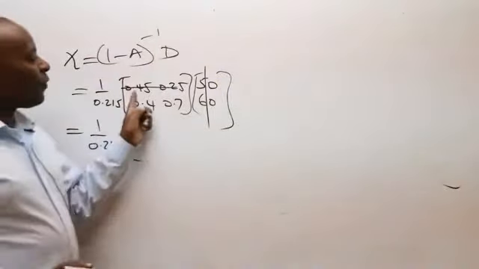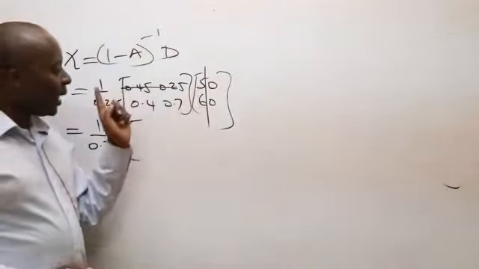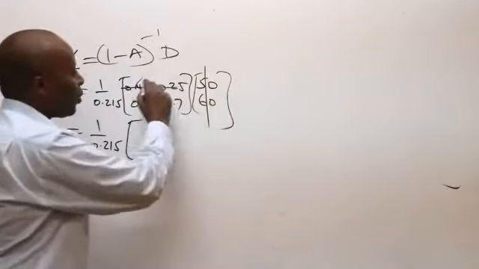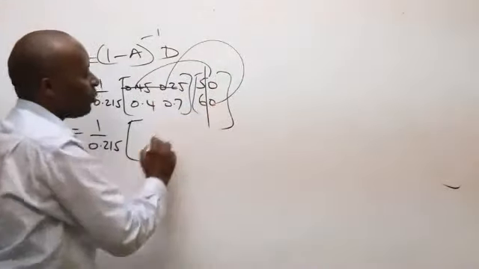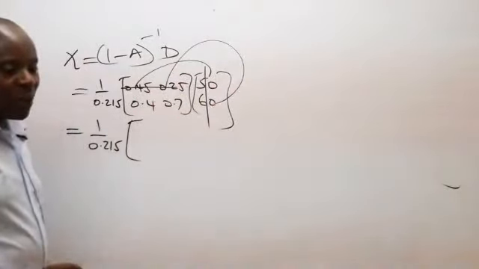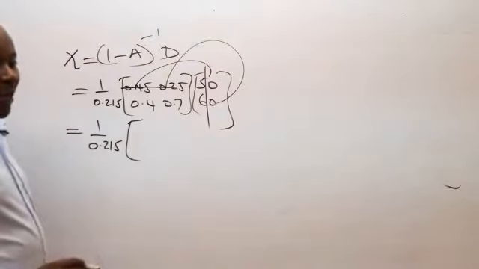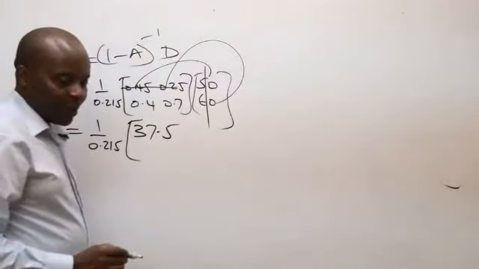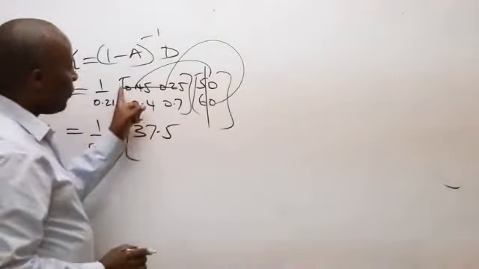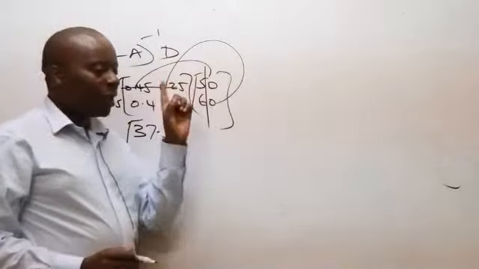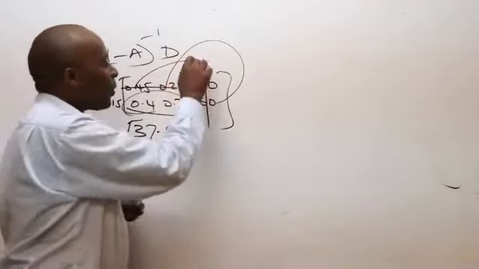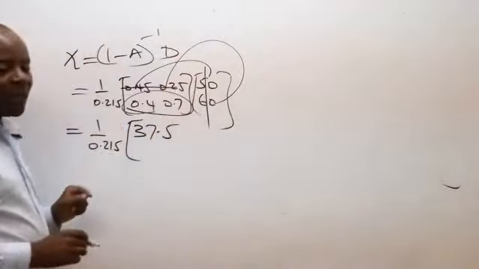You say 0.45 times 50 plus 0.25 times 60. Remember, it is first ones multiplied plus second ones multiplied. So I say that it will be 37.5. Remember, whatever I've done with this row, I have to do it with this other row. So this row, again, will multiply this first column there.